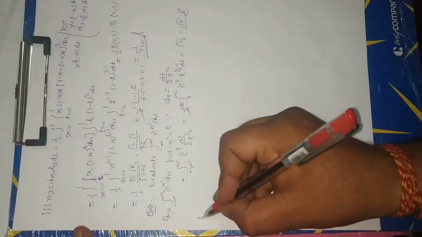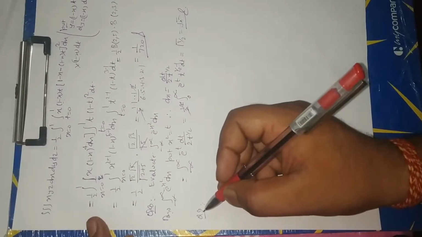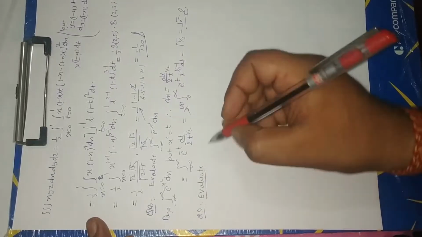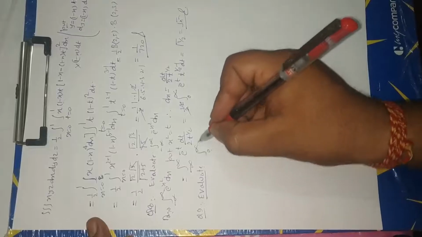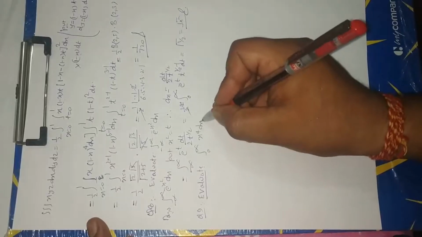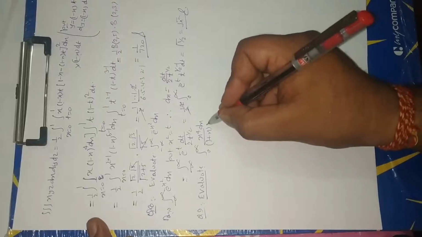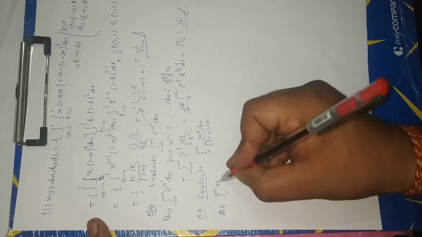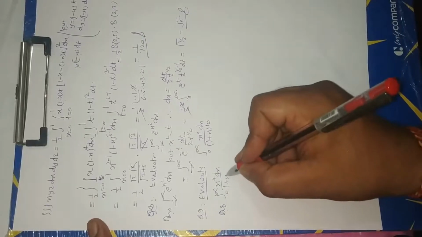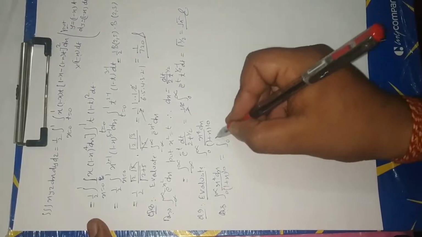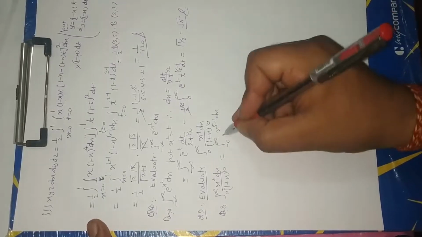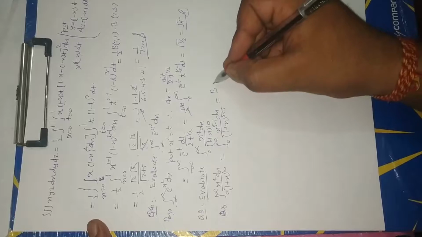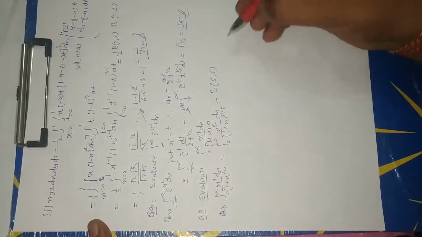Now next question, question number 9. Evaluate integral limit 0 to infinity x to the power 4 dx upon 1 plus x whole power 10. Answer: limit 0 to infinity x to the power 4 dx upon 1 plus x whole power 10. This is equal to 0 to infinity x to the power 5 minus 1 dx upon 1 plus x whole power 5 plus 5. It is the value of beta 5 comma 5.